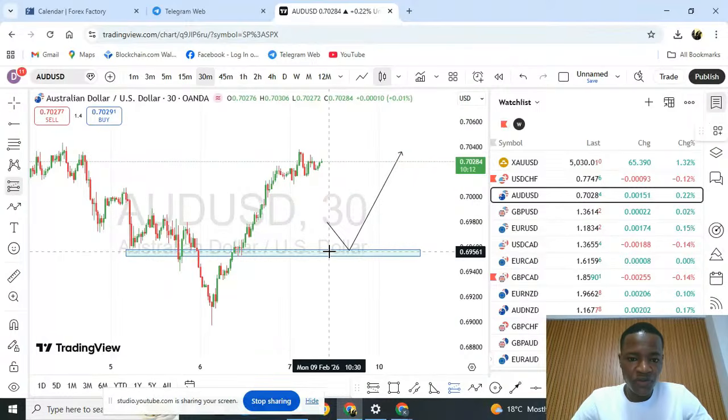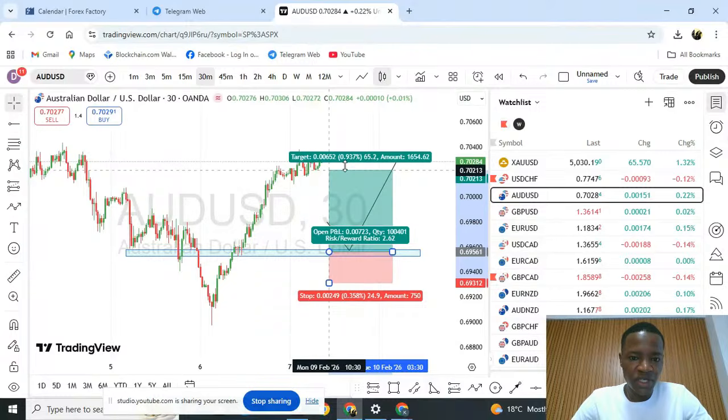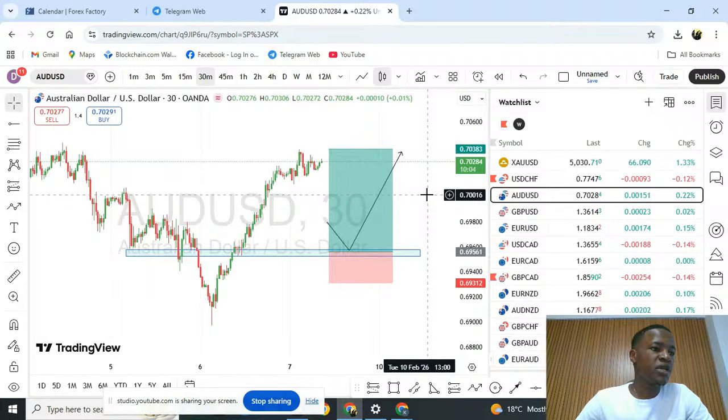I'll be waiting to go for a long position. You can leave your pending orders there and a stop loss there, and I'll be targeting this market. And remember that for you to be able to trade currency well, make sure that you choose a very good and reputable broker, a broker that has very tight spread.